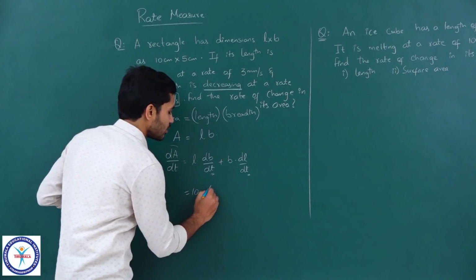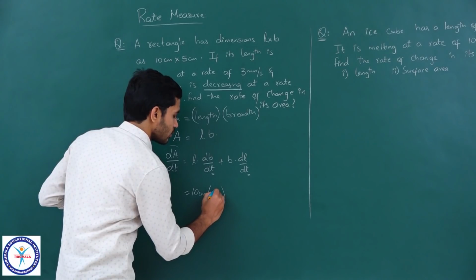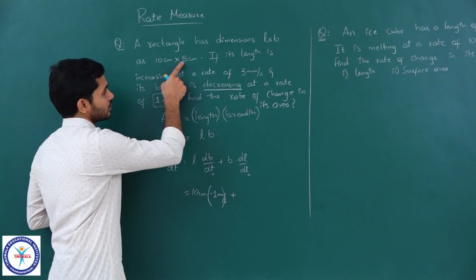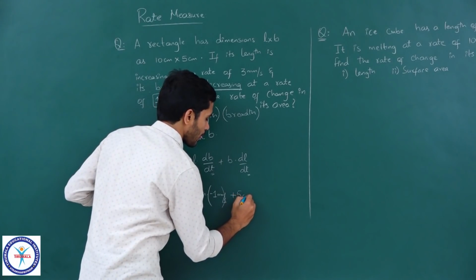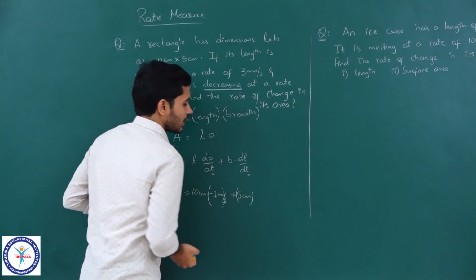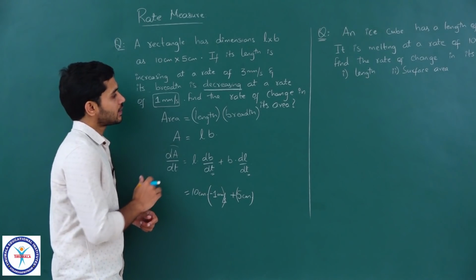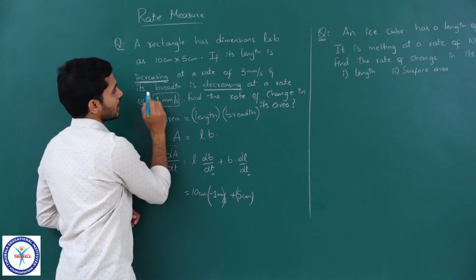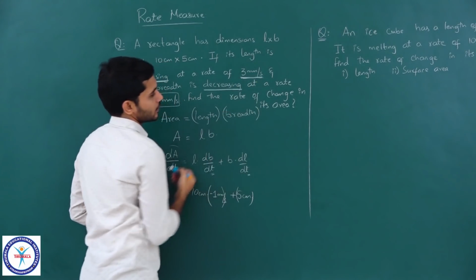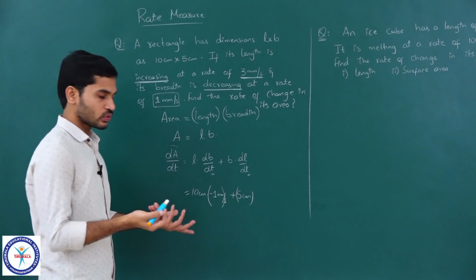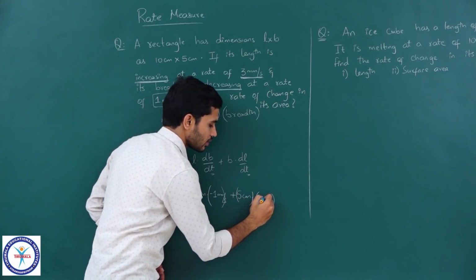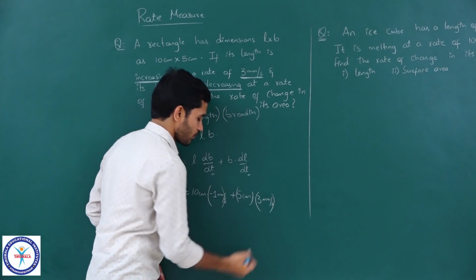So I should be taking the value here as minus 1 millimeter per second, clear, plus breadth. Breadth we know that it is 5 centimeters into dL by dt. What is the value of dL by dt they have given us? They are saying that its length is increasing at a rate of 3 millimeter per second, clear. So increasing, so it would be positive itself, and the value of that is 3 millimeter per second.